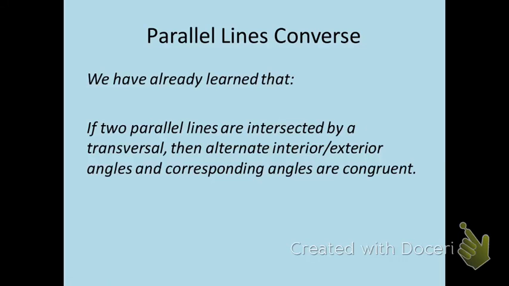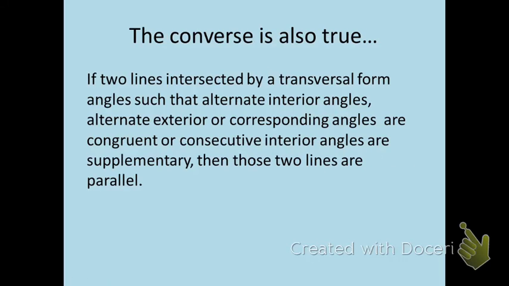So remember conditional statements. This is an example of one. All those things are congruent, meaning alternate interior, alternate exterior, and corresponding angles, on the condition that the lines are parallel. So if you know lines are parallel and they're intersected by a transversal, then all those types of angles are congruent. Now, let's think of the converse.